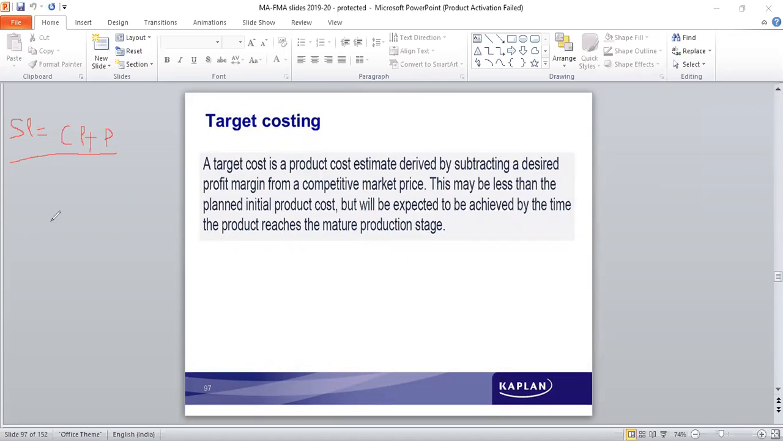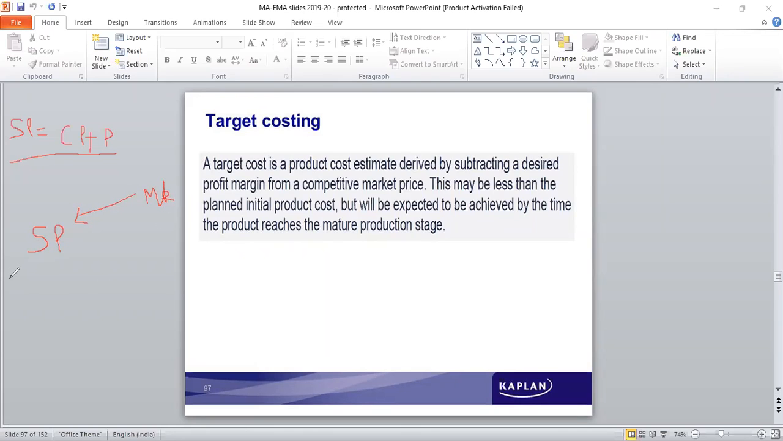So in such cases, in such markets, they don't work out the selling price on anything, but rather they take the selling price which is prevailing in the market. So we also call this market driven selling price. From the market, the selling price is picked up. Whatever is the price at which the other competitors are selling, the same price is taken.